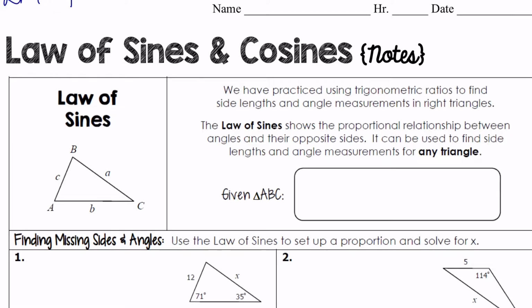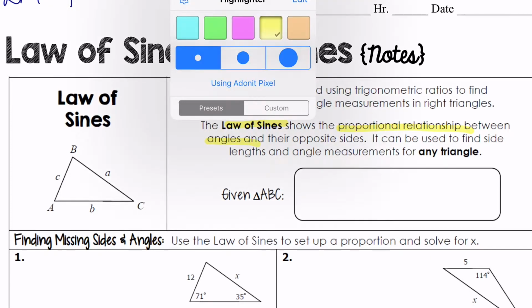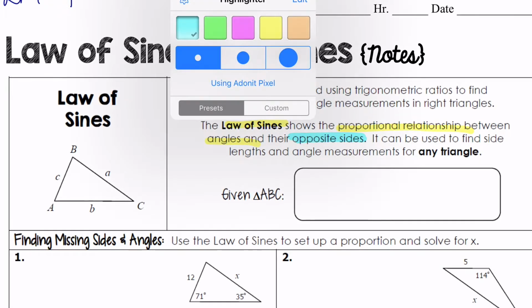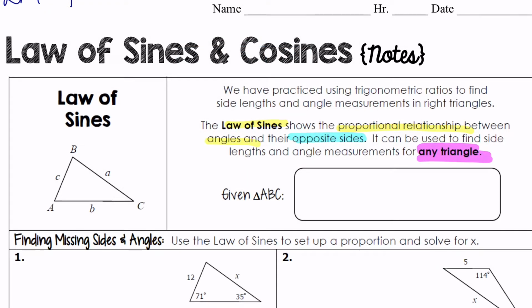So, like I said, we've practiced using trigonometric ratios to find the side lengths and angle measurements of right triangles. The law of sines shows the proportional relationship between angles and their, and this is what's really important, I'm going to highlight it in a different color, opposite sides. So this can be used to find side lengths and angle measurements for any triangle, not just right triangles.